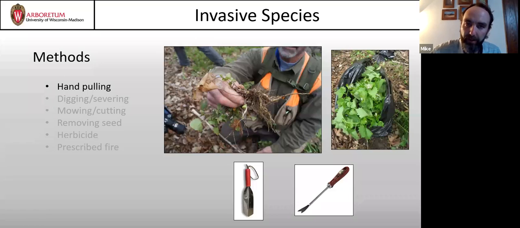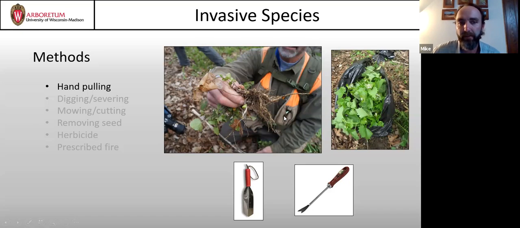So go through some of the specific methods that we use at the Arboretum, and a lot of these are probably familiar to most of you too, but just to show the range of what we do, I'll go through them quickly. So we do a lot of just basic hand pulling. Works really well on a lot of species, especially some of the shallower rooted biennials like garlic mustard here. We do a lot of that work by hand.